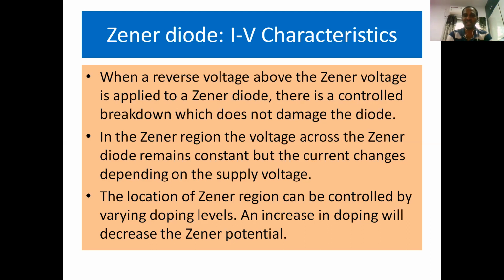The location of the Zener region can be controlled by varying the doping levels. That means at which particular Zener voltage you would like to notice breakdown will be controlled by varying the dopants. If the doping concentration is less, we will get a lower value of Zener voltage, as a result breakdown happens quickly. If the doping concentration is a little bit more, the Zener voltage will be increased, therefore breakdown takes place a little bit later. So an increase in doping will decrease the Zener potential.